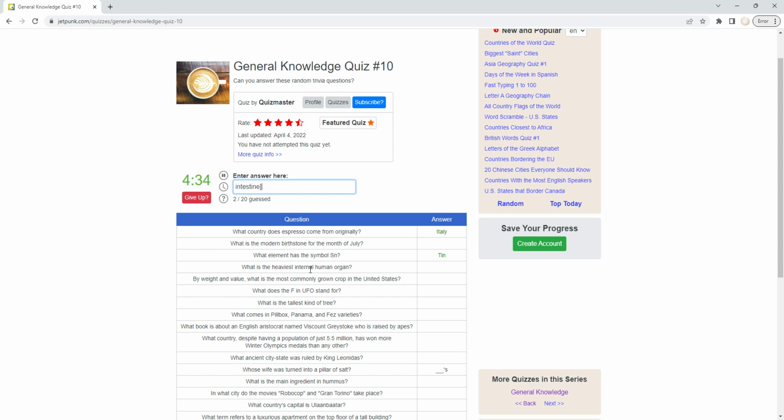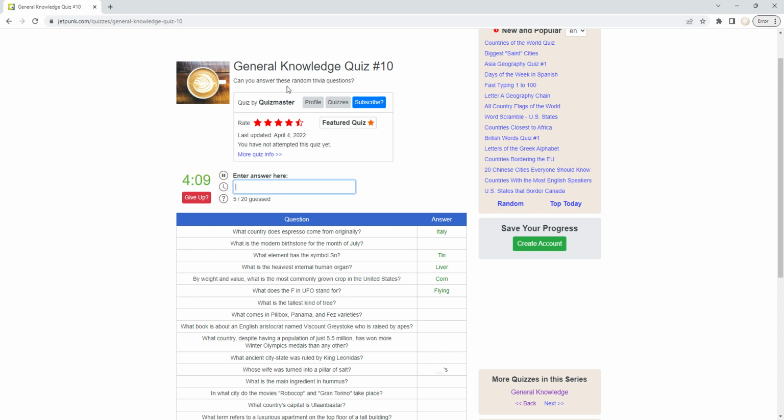Intestine. I'm just going to guess for this. Liver. Can I never type right? Yeah, it's the liver. By weight and value, what is the most commonly grown crop in the US? Probably corn. There's so much of it there. Yes. What does the F stand for in UFO? That's flying. Unidentified flying object.